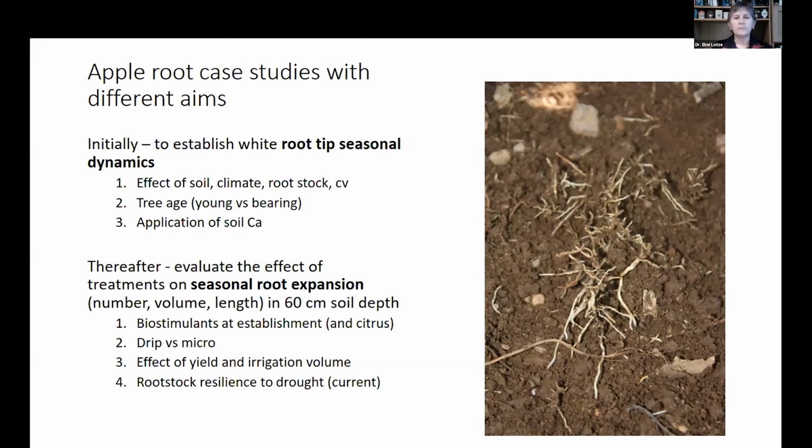The one was biostimulants at establishment, and in this case, we also included a study on citrus. I also looked at drip versus micro-irrigation. Currently, I'm looking at the effect of yield and irrigation volume on root development, and also at rootstock resilience to drought, where we also used the CID to quantify the root reaction.